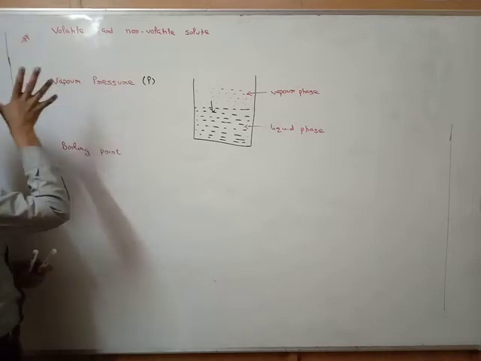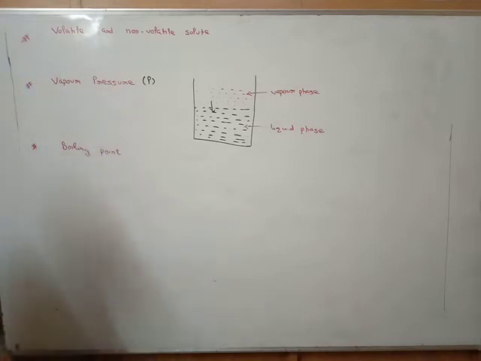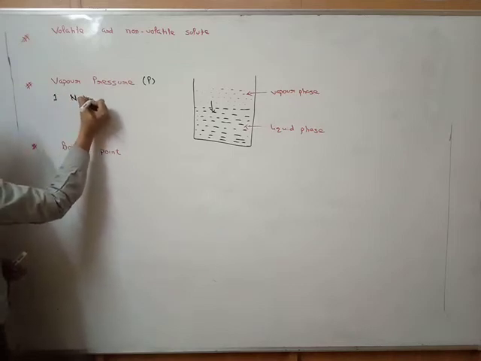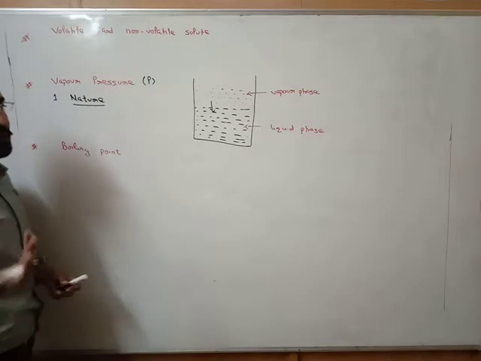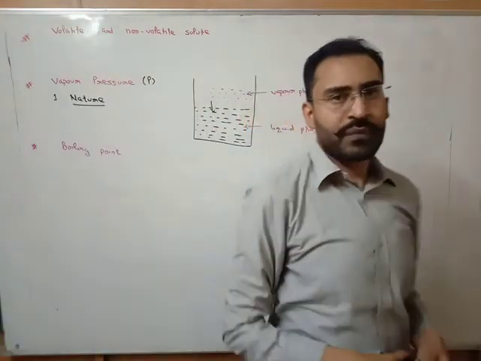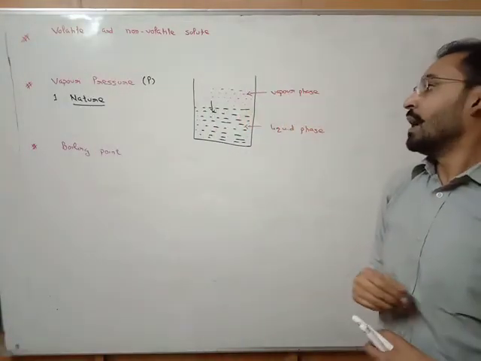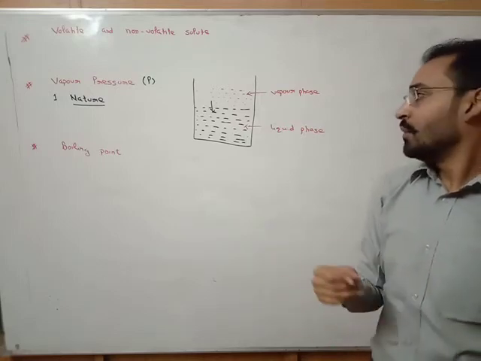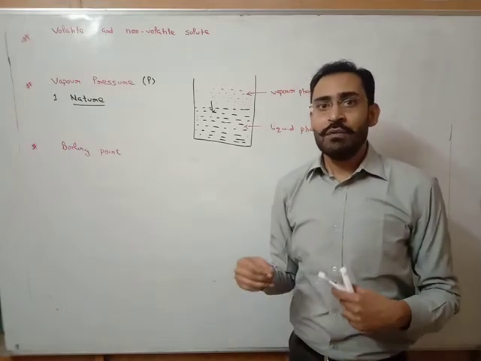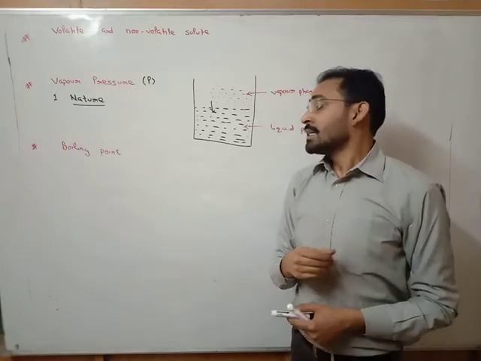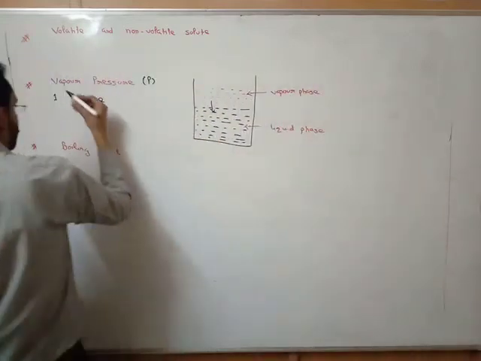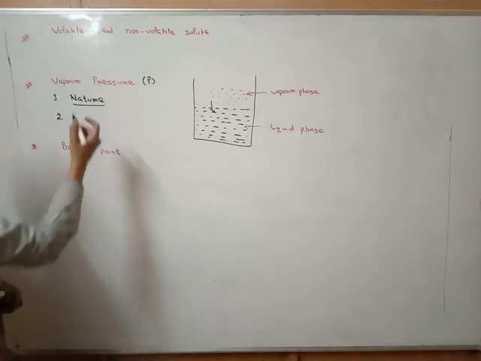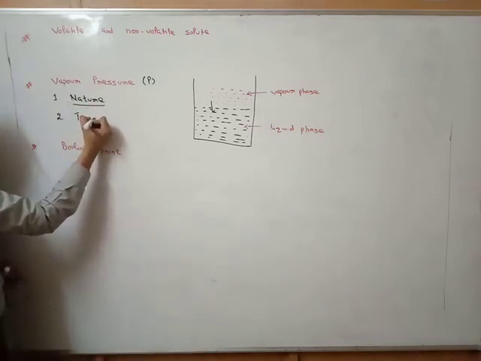Vapor pressure of the given liquid depends upon two factors. Number one is nature. Nature means some liquids or solids are more volatile, just like acetone is more volatile than water. So vapor pressure of acetone will be more than water. Similarly, second factor on which vapor pressure depends is temperature.